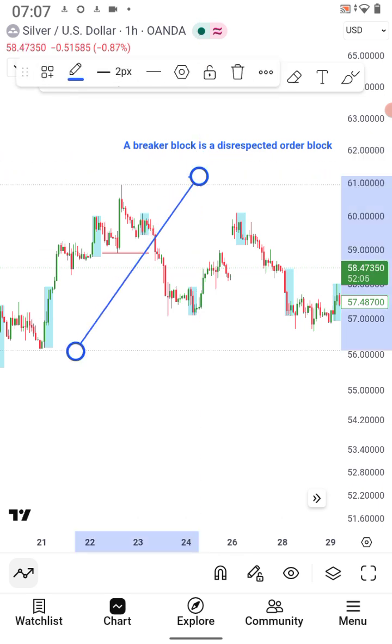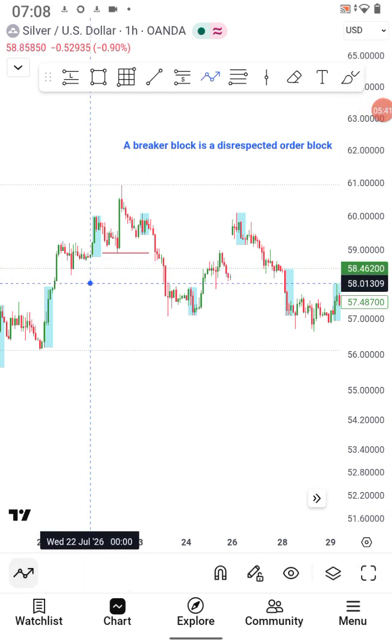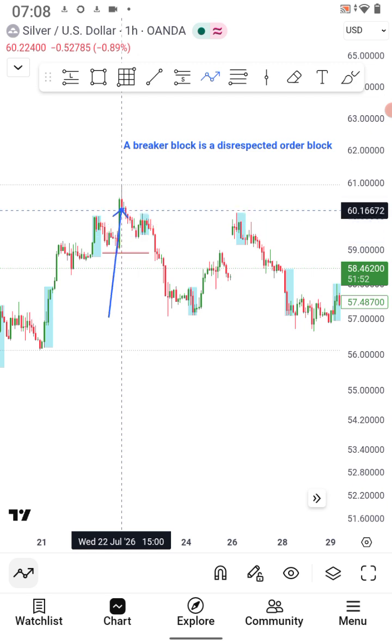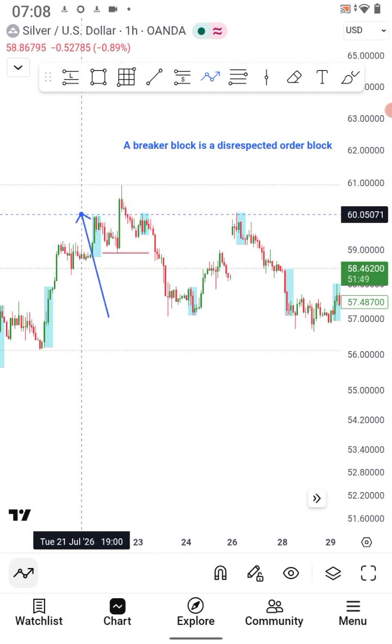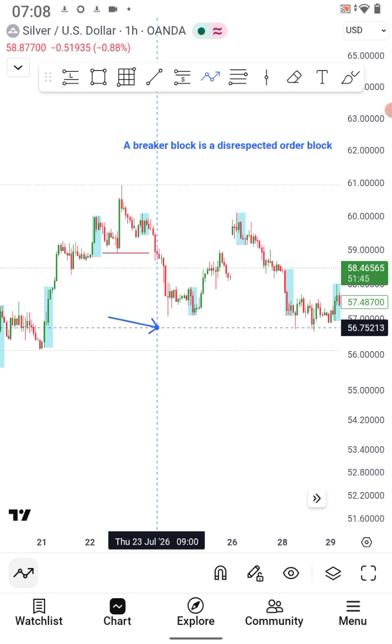Now, I told you that I look for three things whenever I want to take my trade. What are the three things? I want to see price, I want to see something that looks like an order block. So what do I mean? I want to see price go up, sweep a high, then come down and break through it.